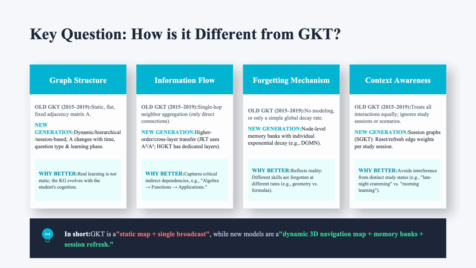This is a crucial question. While GKT was a great first step, the new generation of models represents a major evolution. GKT used a static flat graph. The new models use dynamic, hierarchical, and session-based graphs that better reflect the evolving nature of learning. GKT only propagated information one step. The new models can capture multi-step, indirect relationships. GKT largely ignored forgetting. The new models have sophisticated, node-specific memory and decay mechanisms. Finally, GKT ignored the context of learning sessions, while SGKT explicitly models them. The result is a model that is far more realistic and capable.